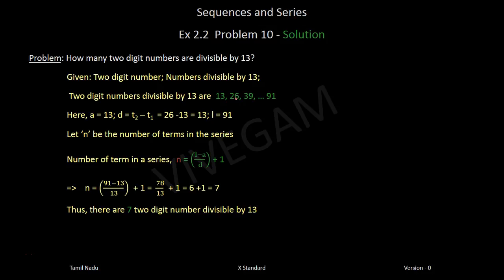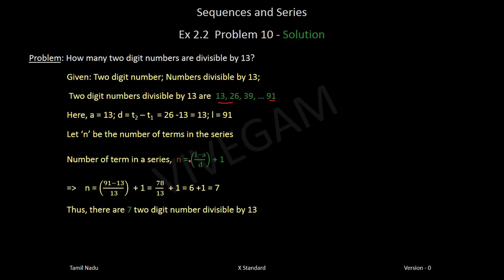Then 13 2s are 26, 13 3s are 39. Goes up to 13 7s are 91. But 13 8s becomes 104. That is a three-digit number. So this is our last number. Okay. That's all. So A equal to 13. D is T2 minus T1. That is 13. Okay, you don't need to do this also because it's straight away divisible by 13. That's all it is, right? But anyway, to be safe, you do this step. So that is 13 and the last term is 91.